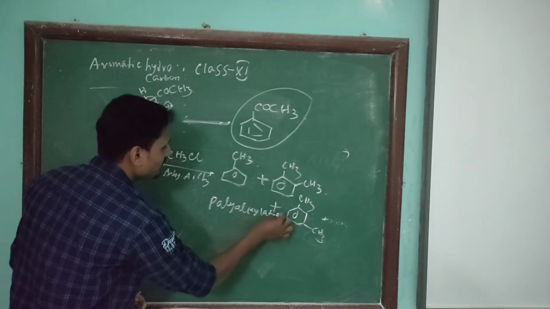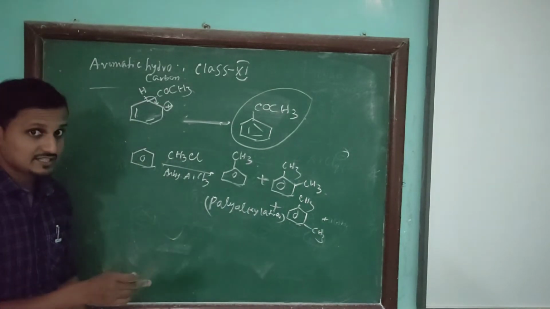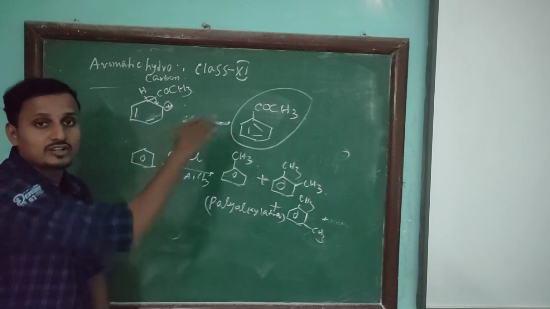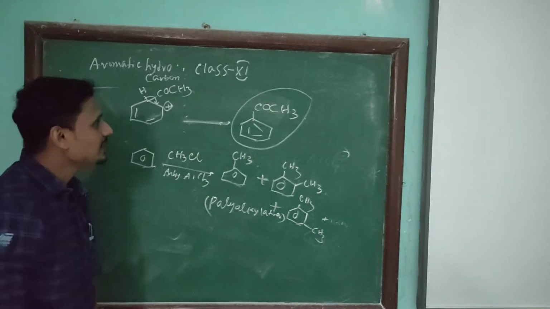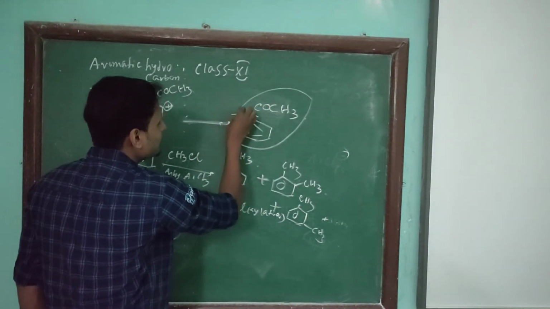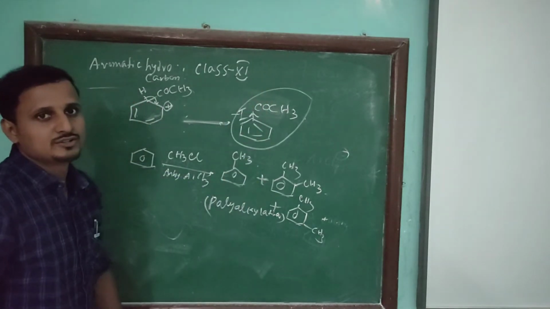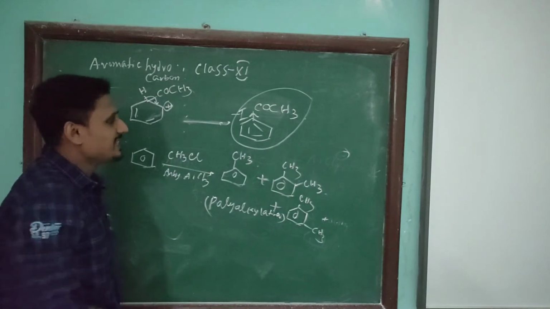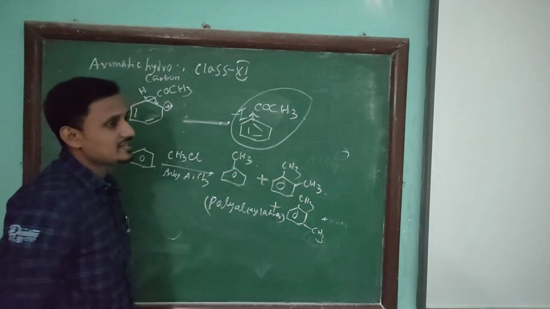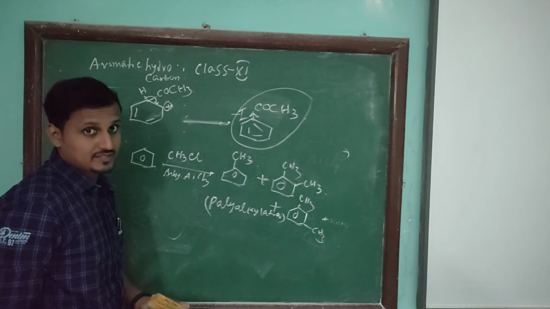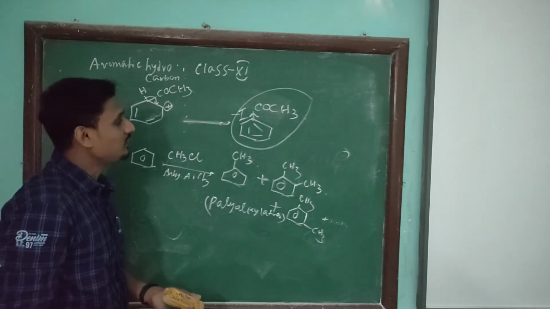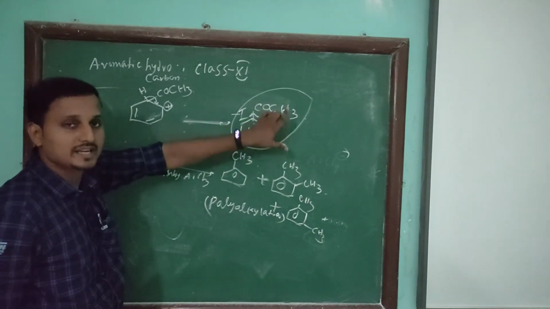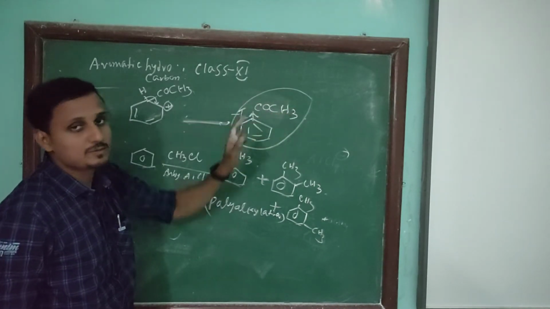So in case of Friedel-Crafts alkylation, you will see polyalkylation. But in case of Friedel-Crafts acylation, you will not get any kind of polyacylation. Why? Because this COCH3 group has a minus I effect. So it will pull the electron pair from the benzene, making all the carbons electron deficient. So no further acylation will take place. So only one product will be formed, and it will be the major product.